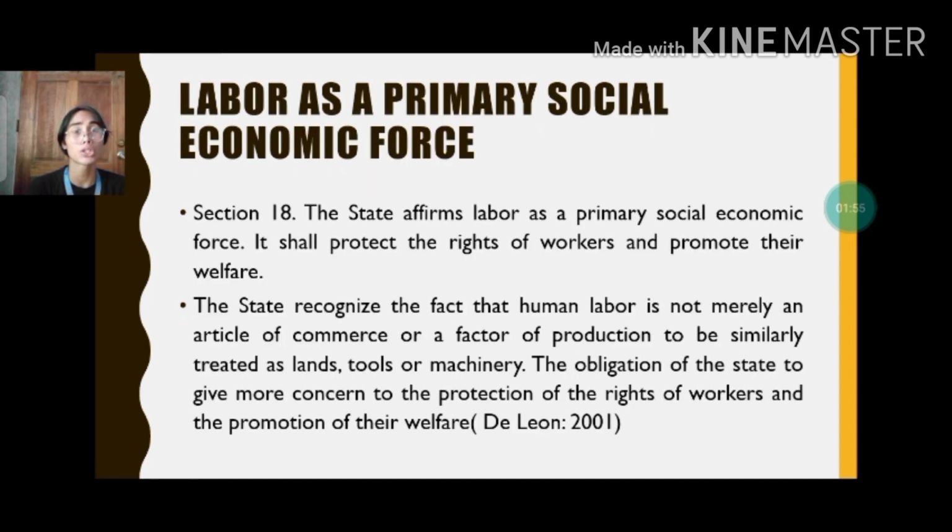Labor as a primary social economic force. Section 18 says the state affirms labor as a primary social economic force. It shall protect the rights of workers and promote their welfare. The state recognizes the fact that human labor is not merely an article of commerce or a factor of production to be similarly treated as lands, tools, or machinery. The state has the obligation to give more concern to the protection of the rights of workers and the promotion of their welfare.